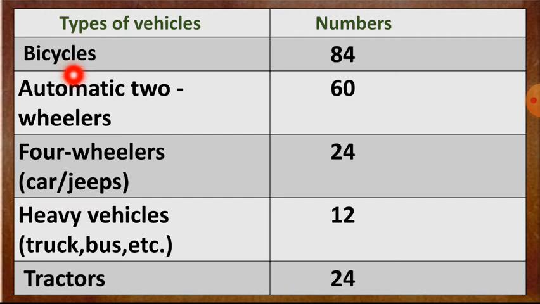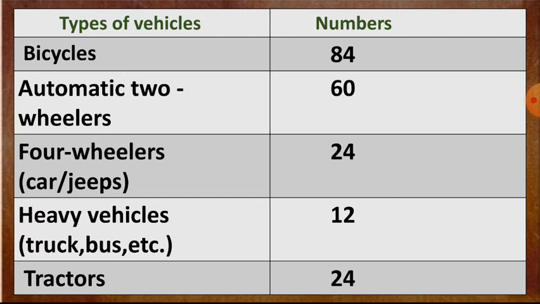So the first vehicle is bicycles. How many bicycles were there? 84. Then automatic two-wheelers, it was 60. Then four-wheelers, cars and jeeps, how many were they? 24. Then heavy vehicles, which are truck, bus, etc. They were 12. Then tractors were 24.